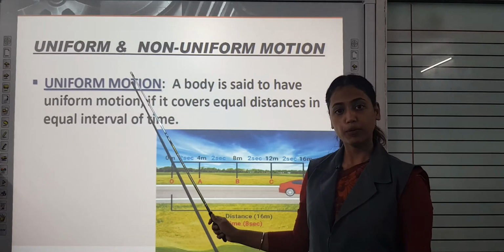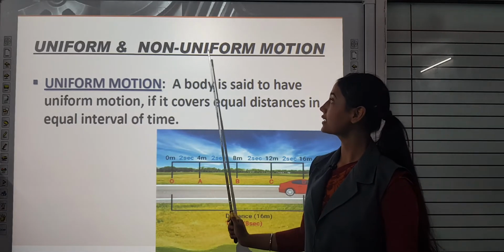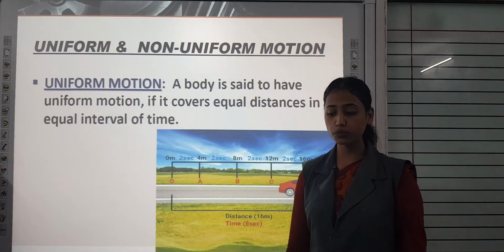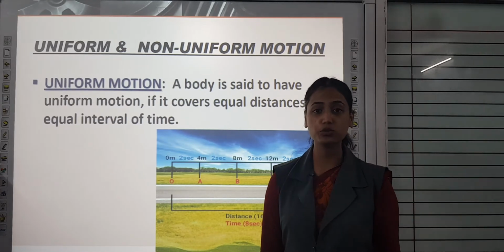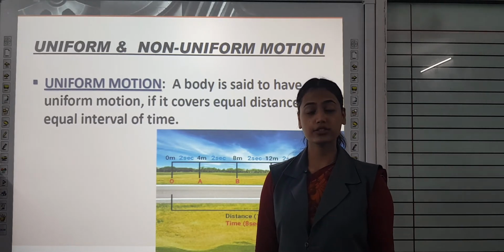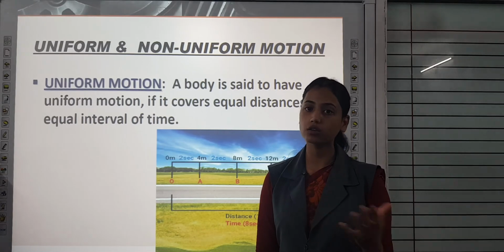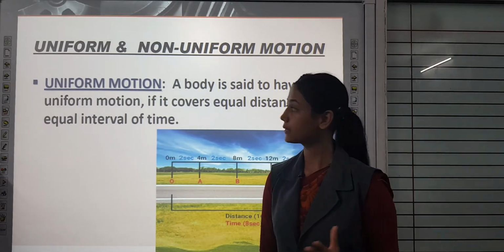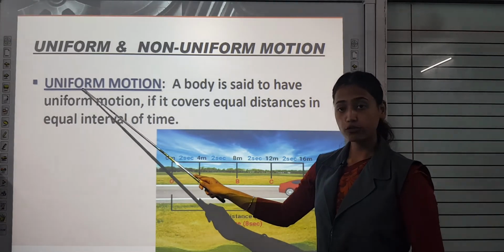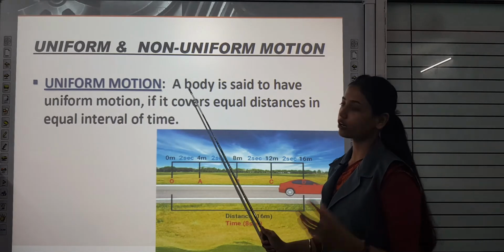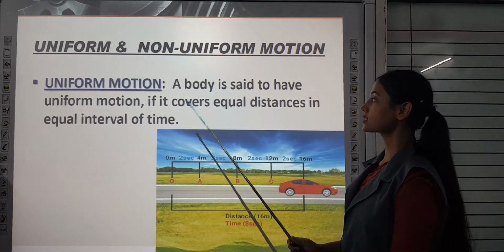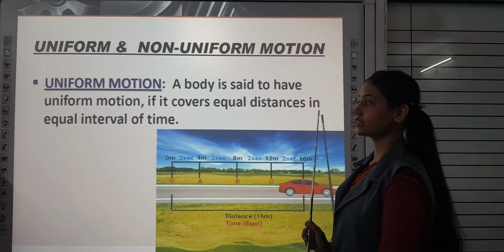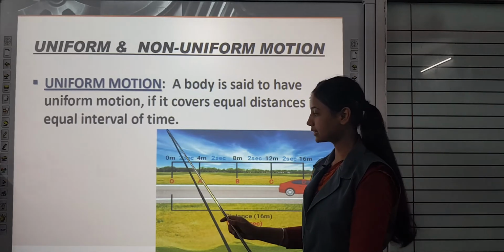Okay, the next and important topic is uniform and non-uniform motion. What do you mean by the word uniform? Same, equal, like you come to school in your school uniform. School uniform means in which you all look alike, you look the same. In case of uniform motion, a body or an object is said to have uniform motion if it covers equal distances in equal intervals of time.